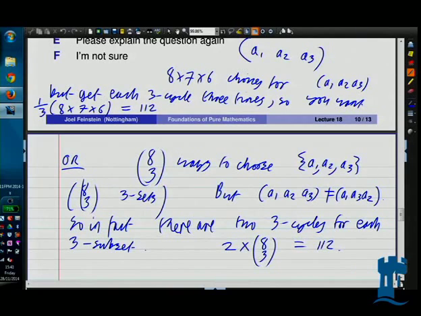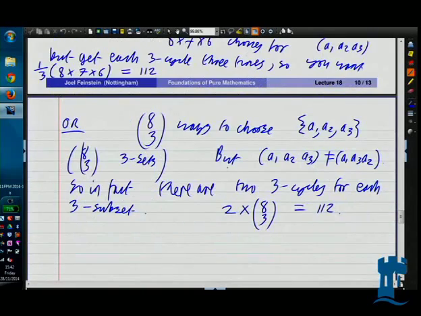Okay. Any questions about either of those ways of counting? If not now, you can always ask me another time. I'm always available for questions. Well, not always, but it's easy enough to find me. Okay, so moving on.